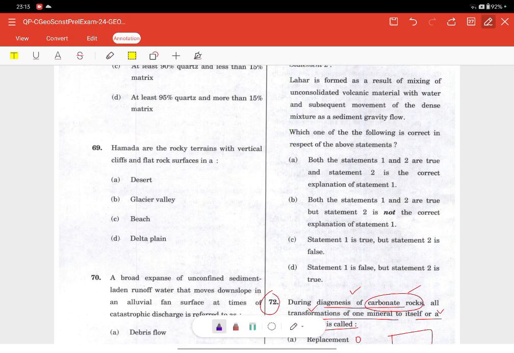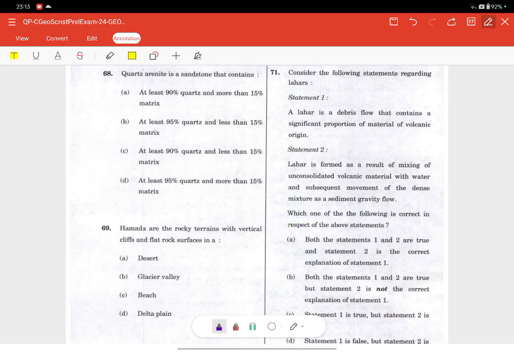Now coming to the 71st question. Statement 1: A lahar is a debris flow that contains a significant proportion of material of volcanic origin. Statement 2: Lahar is formed as a result of mixing of unconsolidated volcanic material with water and subsequent movement of the dense mixture as a sediment gravity flow.